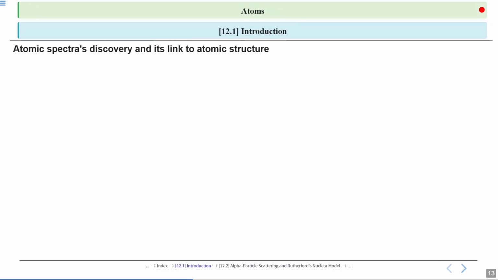Now we are exploring how the discovery of atomic spectra helps scientists understand the structure of atoms. Atomic spectra are the unique patterns of light that elements emit or absorb. These patterns gave us important clues about what atoms are like inside.